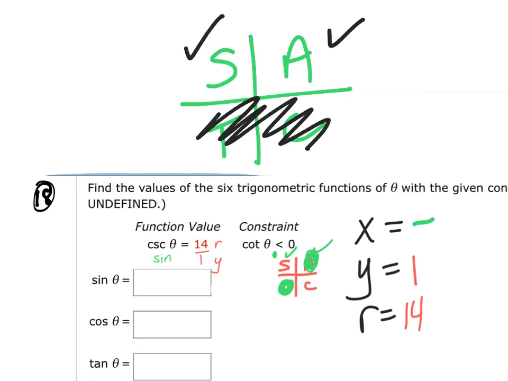Cross this off. So then the second thing they tell me, the constraint, is where cotangent, which also goes with tangent, is negative, less than zero. With what we have left, where is cotangent and tangent negative? S, because what happens in the first quadrant? It's all what? Everything's positive. So that means my X value is positive.